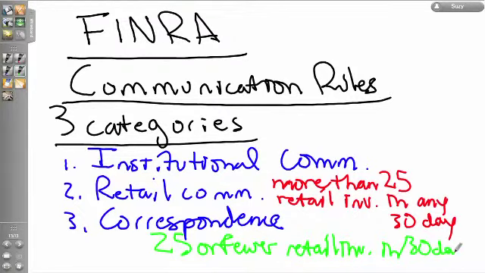So maybe this is something you jot down on your scratch paper once you log into the time of your test. Institutional client, that one's obvious. But this idea of a retail communication, it's more than 25 retail investors. Correspondence, 25 or less in 30 calendar days. Institutional communications does not include a firm's internal communications. Of course, firms still have to supervise their internal communications, including those that train or educate registered representatives.